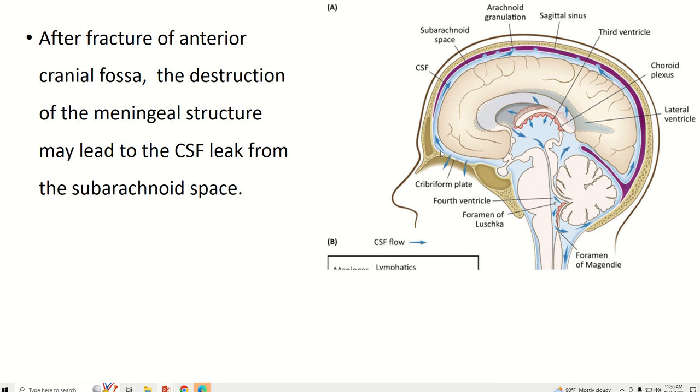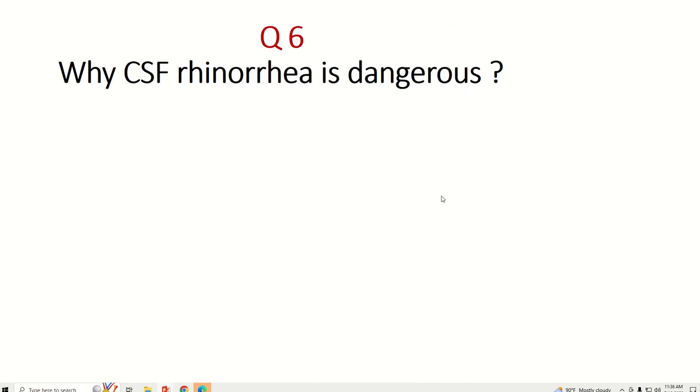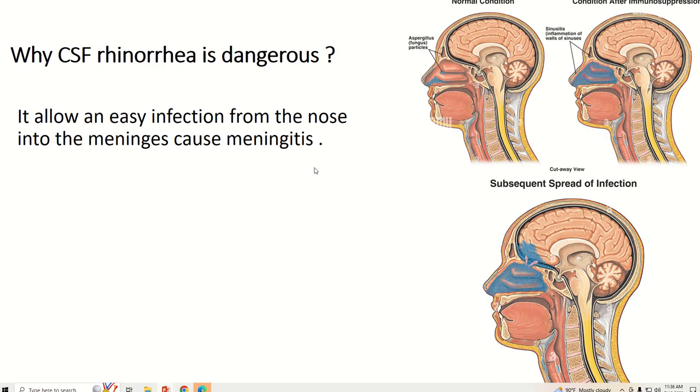This is the subarachnoid space, this is the anterior cranial fossa. Any damage of the cribriform plate of the ethmoid damages the meningeal structure and leads to CSF leak from the subarachnoid space. Why is CSF rhinorrhea dangerous? It allows easy infection from the nose to the meninges, causes meningitis. So infection from the nasal cavity easily passes through the cribriform plate of the ethmoid, and infection is spread to the meninges.